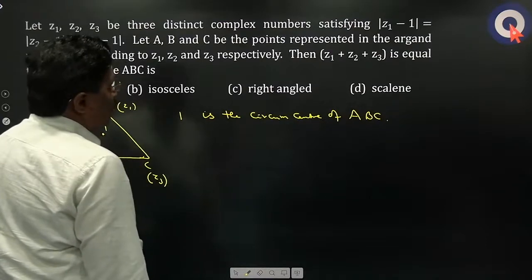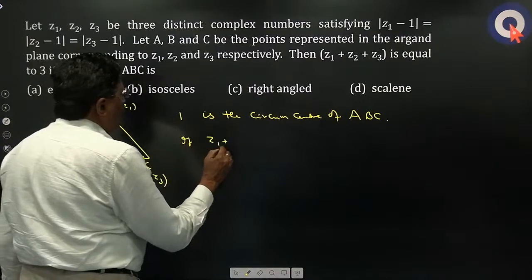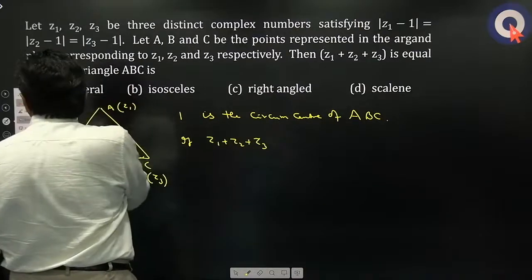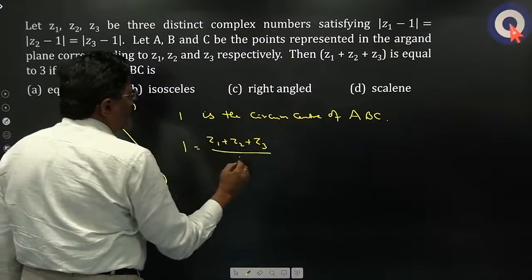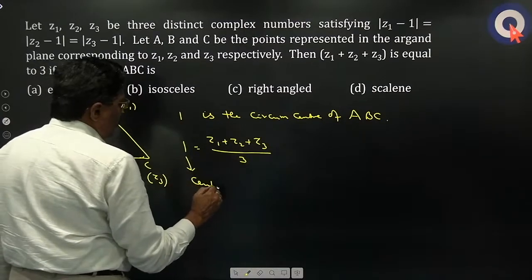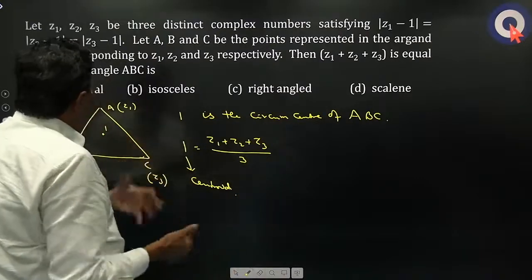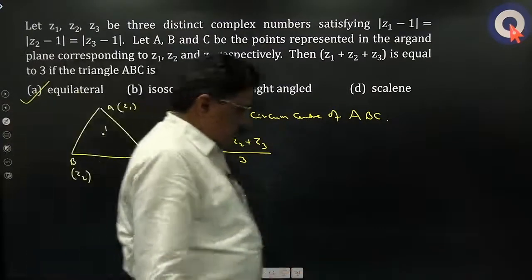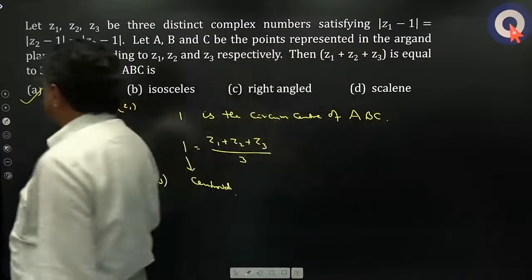Now, then Z1 plus Z2 plus Z3 is equal to 3. See, if Z1 plus Z2 plus Z3 is also equal to this much, then 1 is the centroid also, right? So if that happens, 1 is the circumcenter and 1 is also the centroid, then the triangle has to be an equilateral triangle, nothing else. So, right? So now let us see the next problem.